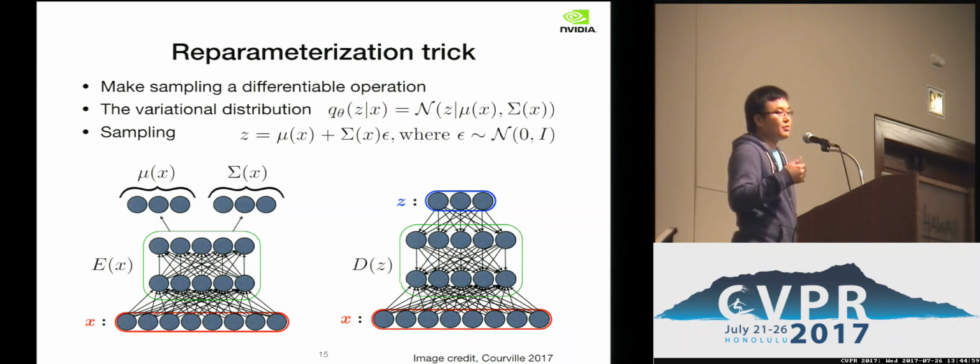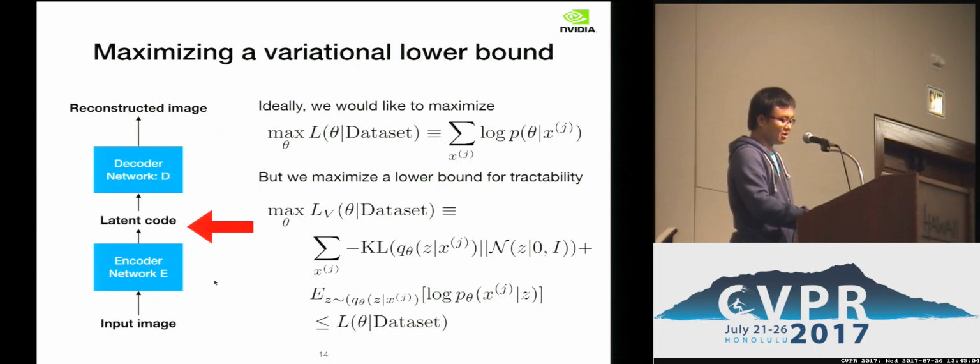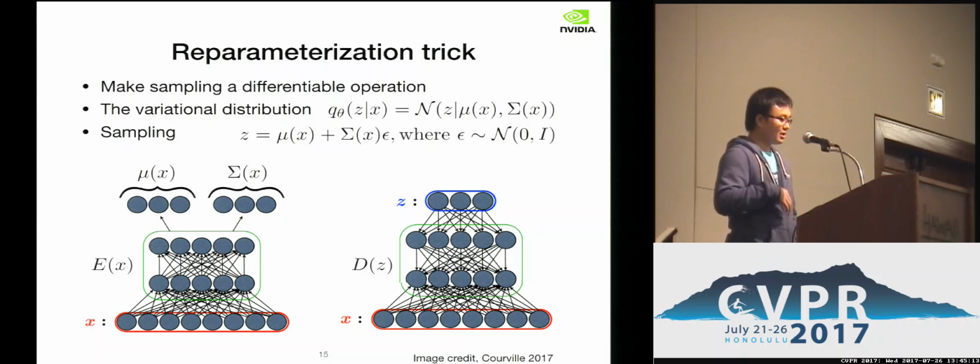So sampling is not a differentiable operation. If you want to sample a latent code, you're going to have to do something in order to use backpropagation, one of the most successful algorithms we know for training deep networks. So in their paper, they developed a trick called the reparameterization trick, which effectively converts the sampling operation into an arithmetic operation, which is differentiable, so you can apply backpropagation to train the networks.